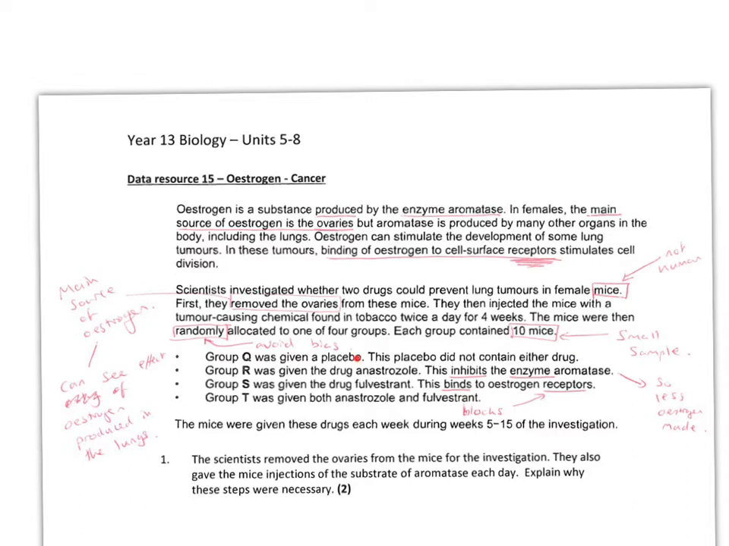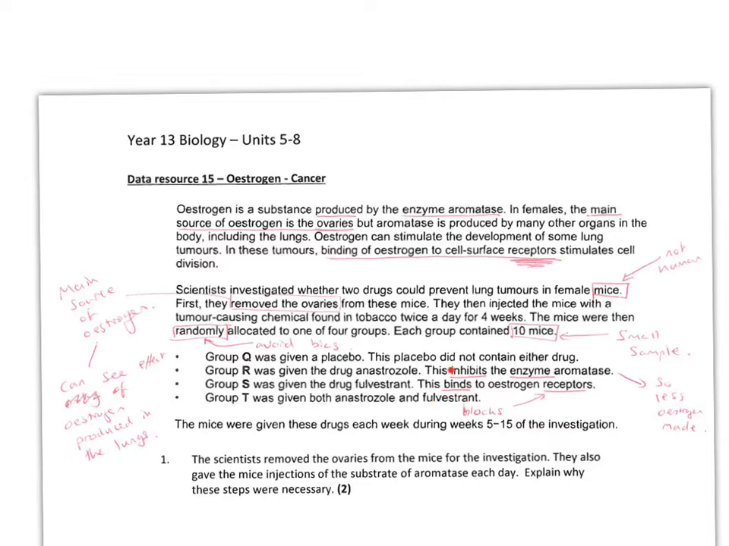So this tells us a bit about the drugs that we're looking at. Do not get bogged down by the names of the different drugs. I'm not even going to try and pronounce them. But what you need to break this down to is we've got one with a placebo, so neither drug. We've got drug R, drug S, and then we've got group T, which has got both of those drugs.